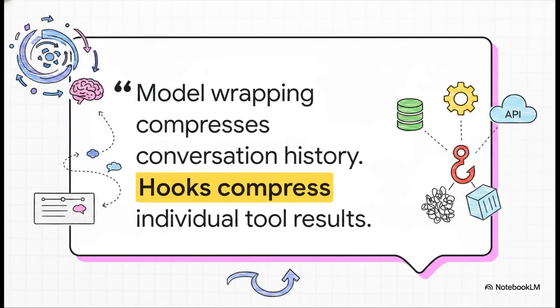There's a quote straight from the documentation that perfectly summarizes this division of labor. It says, model wrapping compresses conversation history. Hooks compress individual tool results. They flawlessly complement each other. The wrapper keeps your ongoing agentic reasoning nice and lean, while the hook makes sure no rogue database query or massive API response suddenly blows up your context window mid-thought. It is just a beautifully comprehensive defense against token bloat.